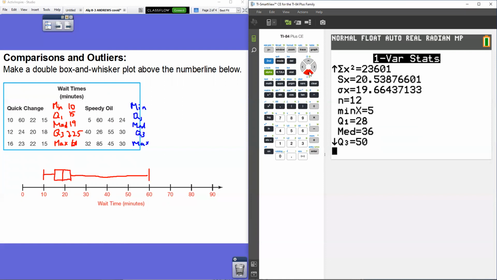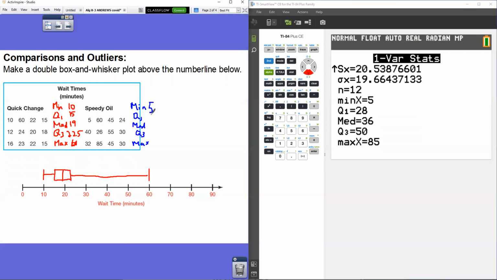I did that. So our min from our 5-number summary is 5. Our Q1 is 28. Our median is 36. Our Q3 is 50. And our max is 85. So you're just going to do one right on top of the other. So min is 5. Q1 is 28.